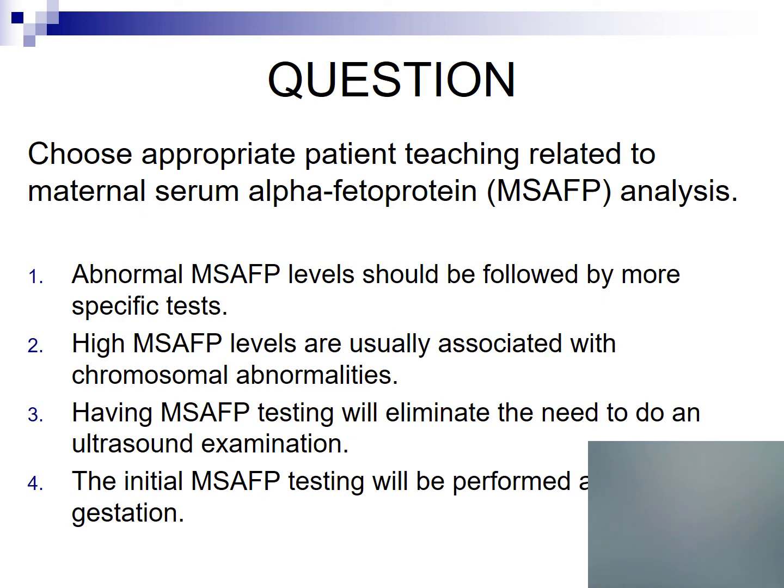Okay, so here's a question for you. What is appropriate patient teaching related to maternal serum alpha-fetoprotein analysis? Abnormal MSAFP levels should be followed by more specific tests. High MSAFP levels are usually associated with chromosomal abnormalities. Having MSAFP testing will eliminate the need to do an ultrasound exam, or the initial MSAFP testing will be performed at 12 weeks of gestation. So which one of those do you think is the correct answer?